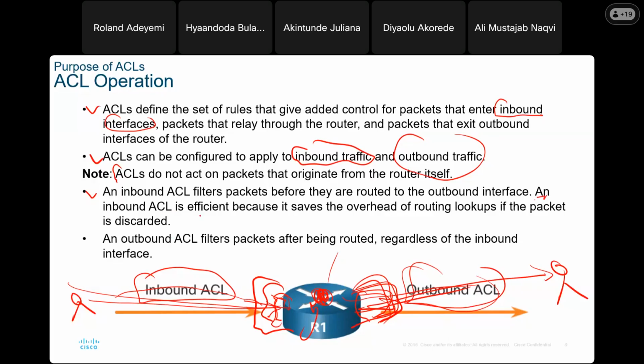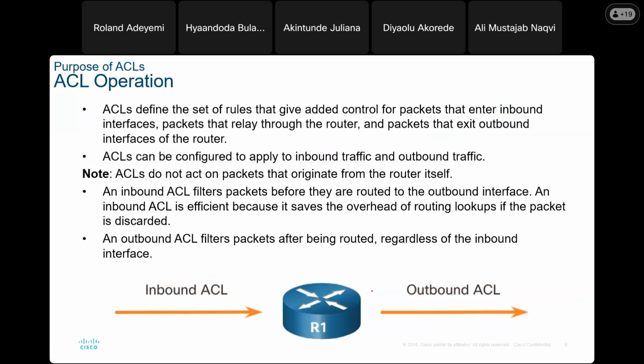An inbound ACL is sufficient because it saves the overhead of routing lookup if the packet is discarded. What is the meaning of that? If you know you want to block a packet, why do you have to go and block it on this interface? Why not block the packet from here? Because if you don't apply it on this interface, you go and apply it on that interface, you have given the router additional work. What the router should have blocked on this interface, make up his mind. The packet will enter into the router. The router will route it out. See, you are supposed to go out from this interface. And by the time you now get to this interface, it will now be applying the access list statement and then block it here. So you've wasted the router's resources.